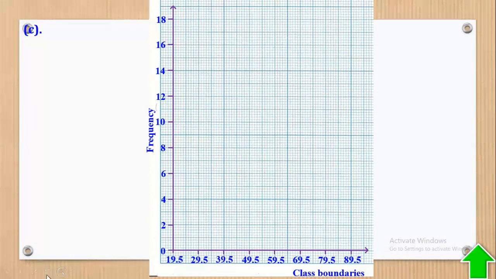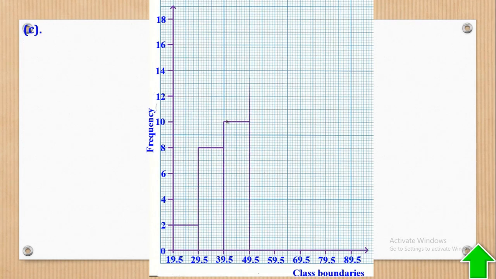So let's start. For the first class boundary, the frequency was 2. The next frequency was 8, that is that. The next frequency was 10, which is that. The next frequency was 18, which is that. And the next frequency was 9, which is that. And the next frequency was 7, which is that. And the last frequency was 6, which is that.